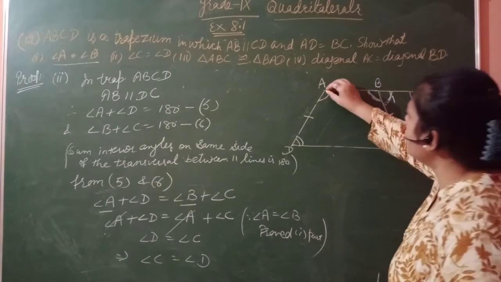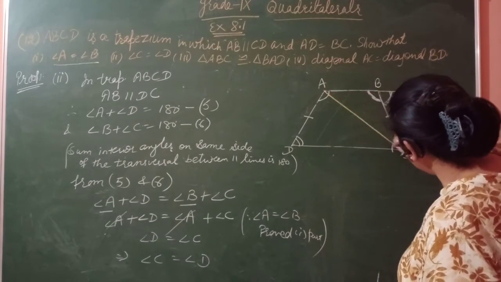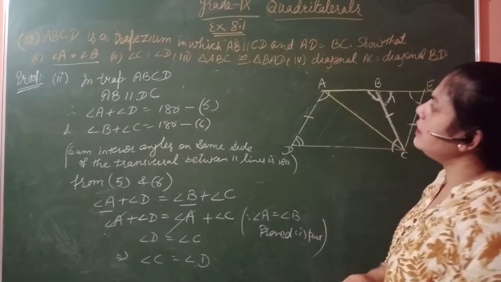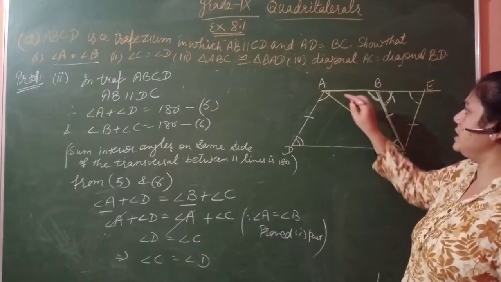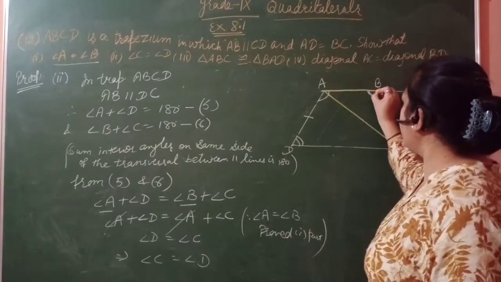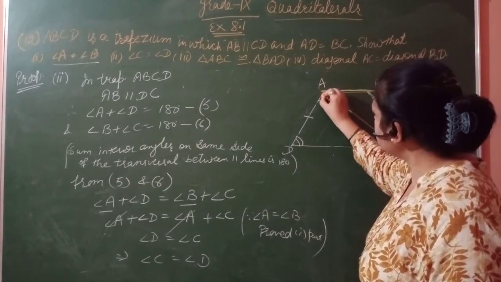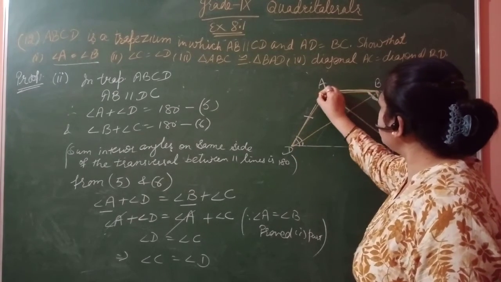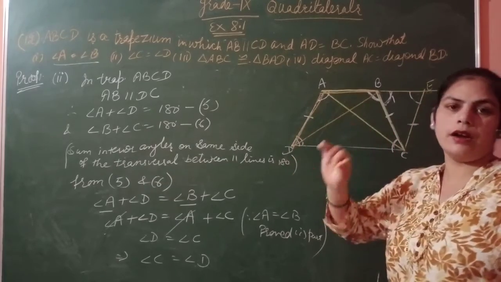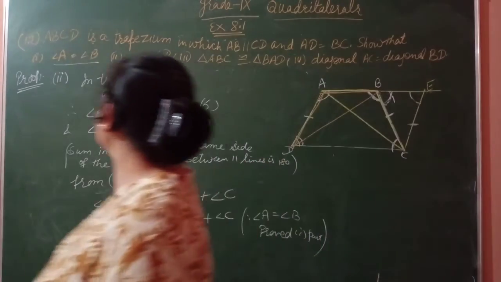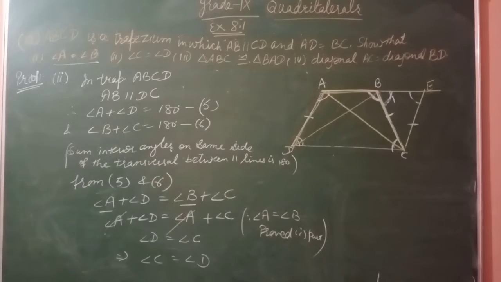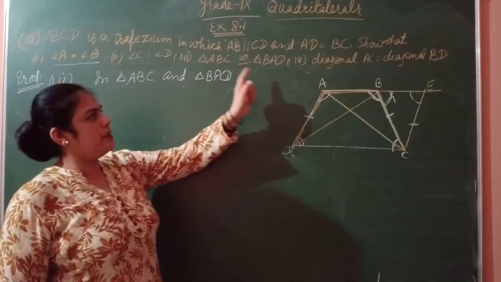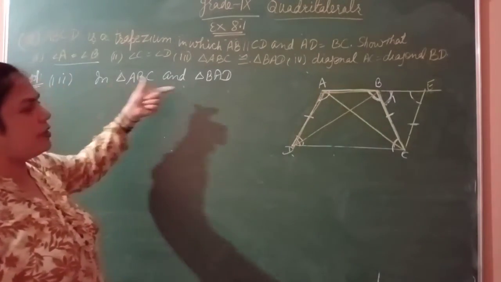Now third part, you have to prove that triangle ABC, where is triangle ABC? This triangle, and another is BAD, B, A and D. These two triangles, you have to show that they are congruent. So let's start our next part, the third part. We have to prove triangle ABC and triangle BAD congruent. So we take these triangles.